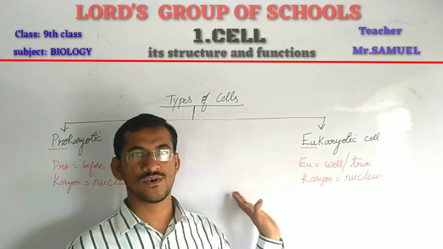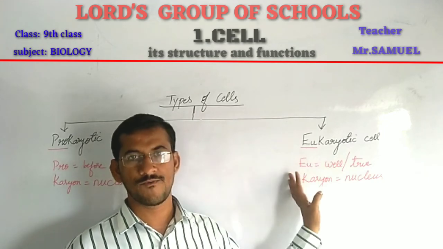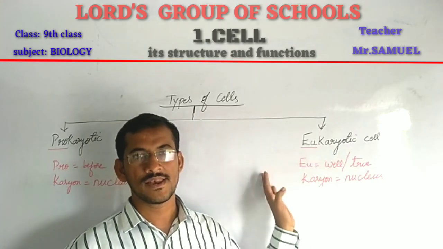Based on today's topic, your homework is to draw the diagram of plant cell and animal cell and label the parts.